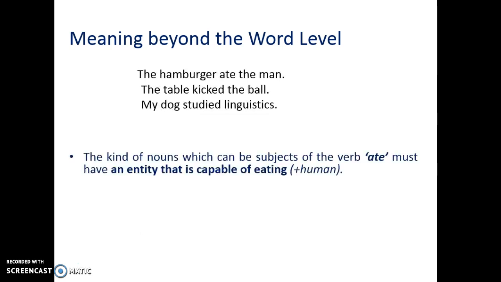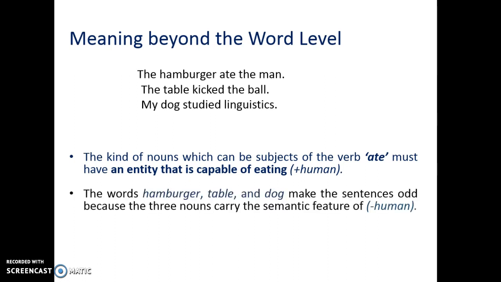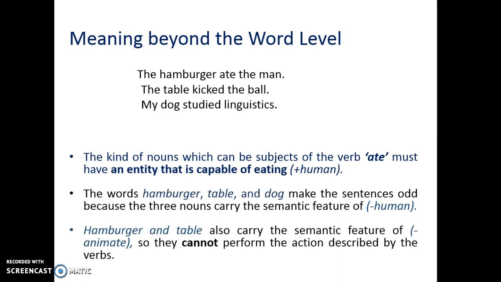Because the kind of nouns which can be subjects of the verb ate must have an entity that is capable of eating. It has to be either plus human or plus animal. And here we have hamburger, we have table, and we have dog. So all these entities are not suitable here. The words make the sentences very odd because the three nouns carry the semantic feature of minus human. Hamburger and table also carry the semantic feature of minus animate, so they cannot perform the action of eating.